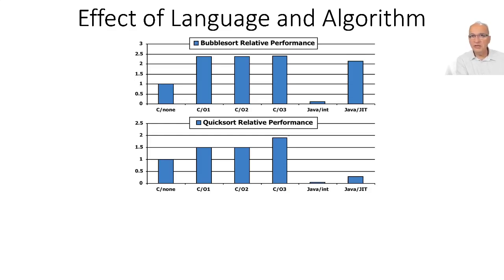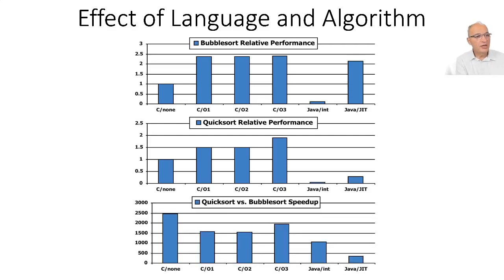Now, remember we said that bubble sort is much less efficient than quicksort. So what happens if we compare quicksort with bubble sort for each one of these different compilers and see how much faster quicksort is in relation to bubble sort? And here the story is quite amazing.